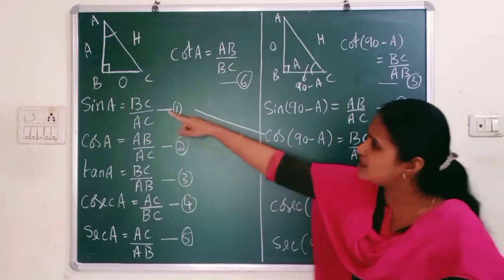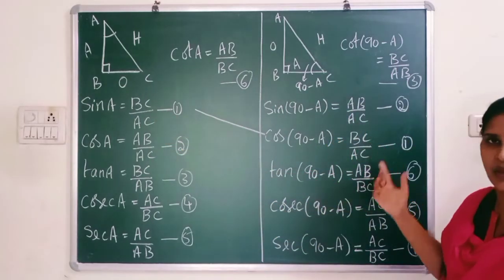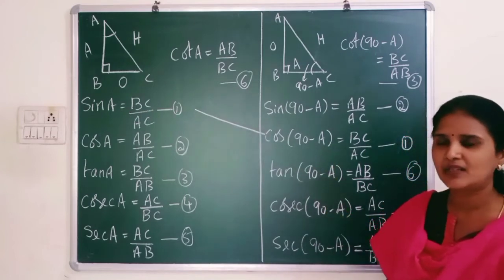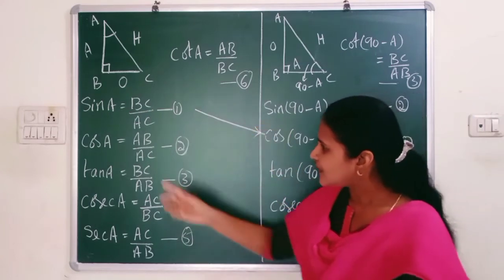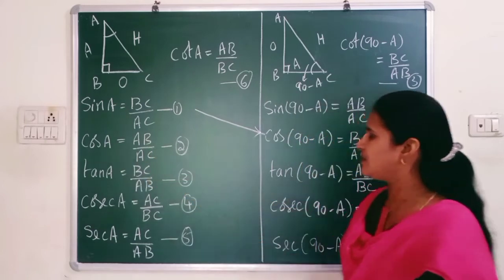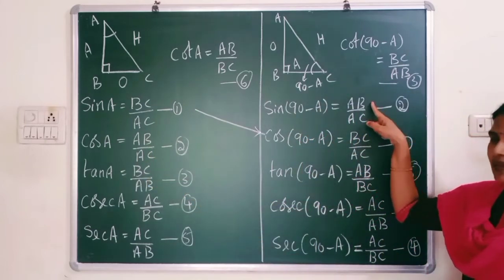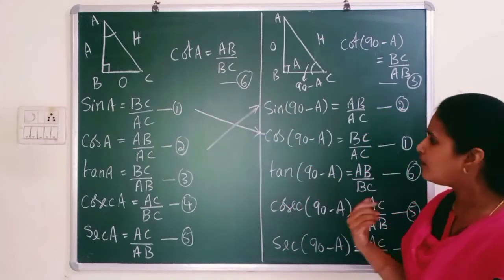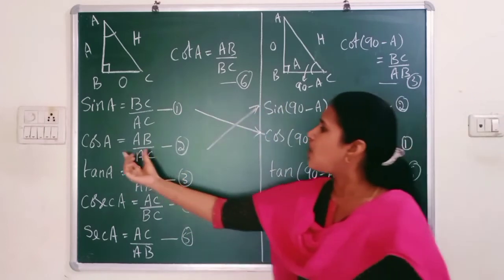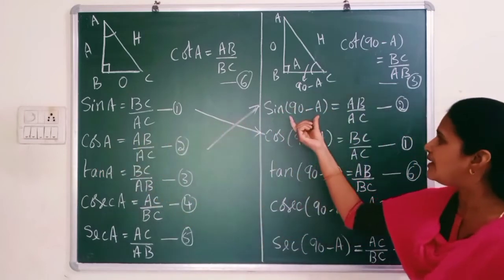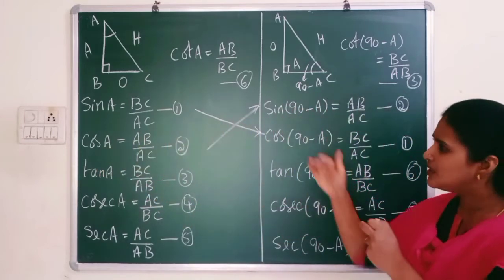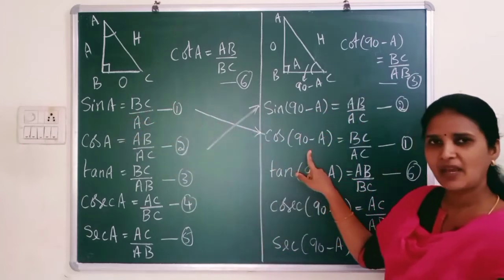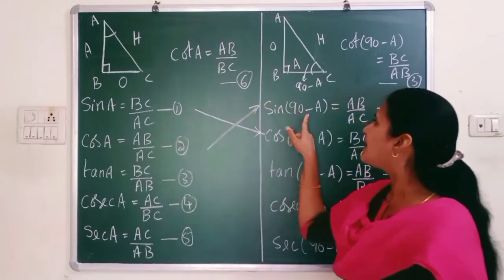How can you tell this? You can see here BC by AC, BC by AC. I got the same, so I can equate these two. Sin A equals cos 90 minus A. Similarly, next you see cos A equals AB by AC. Where is AB by AC? You can see here this side AB by AC. Now can I correlate with this? These two are equal. So how will you get the conclusion? Cos A can be written as sin 90 minus A. So with these two, we got two conclusions, that is sin A is cos 90 minus A and cos A is sin 90 minus A.